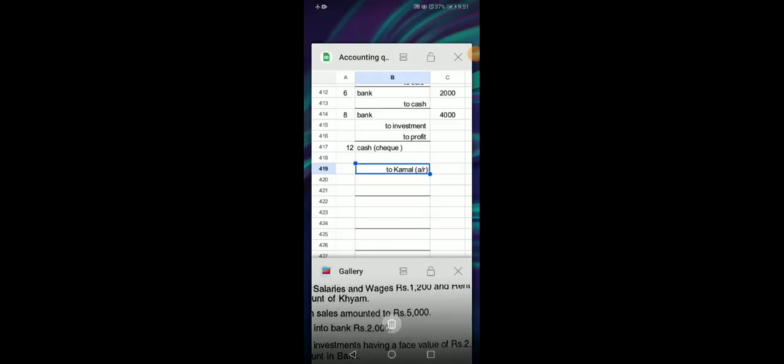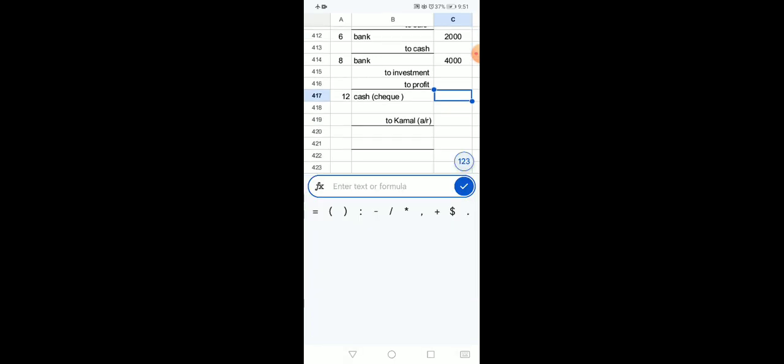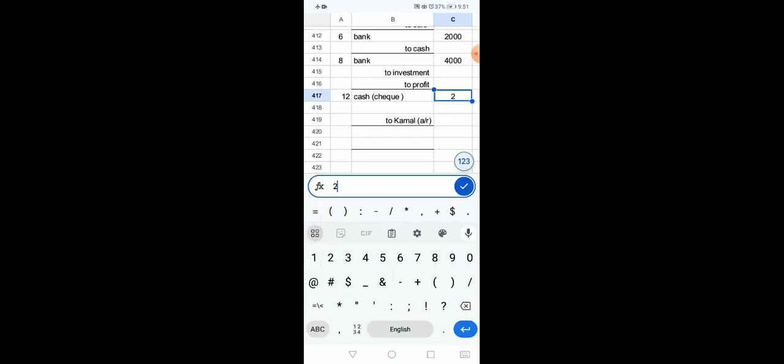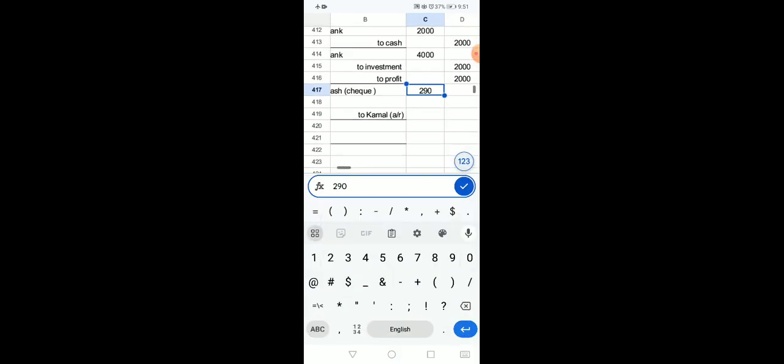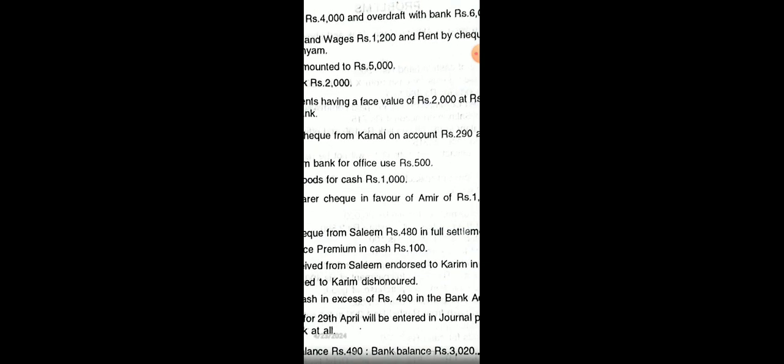Let's see how much amount of check that was. You can see that check is of 290 rupees. So what you will do, you will write 290 rupees in front of this, in front of cash. Okay. Now there is another thing mentioned over here: 290 and allowed.